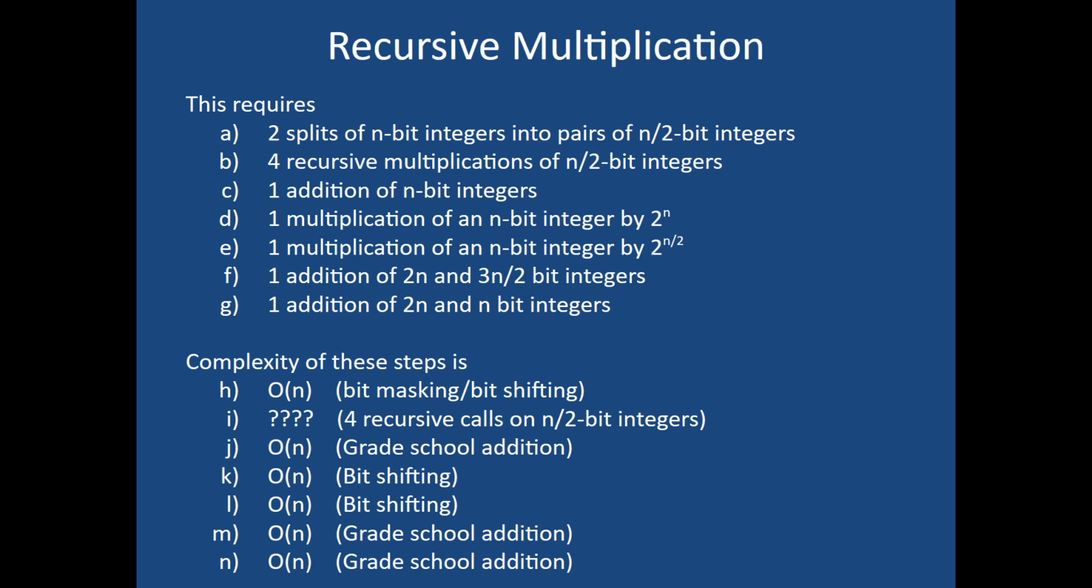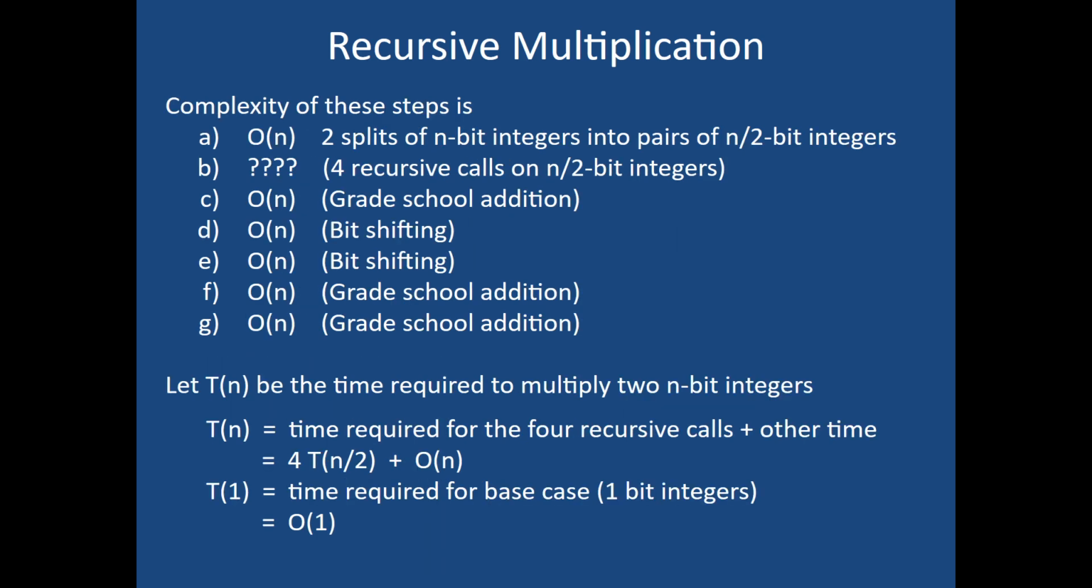And the cost of everything else is usually pretty easy to get. So in this case, the cost of everything else is O of n. But there's still the 4 recursive calls, which I don't know how to consider them.